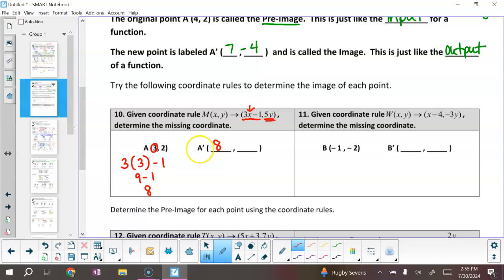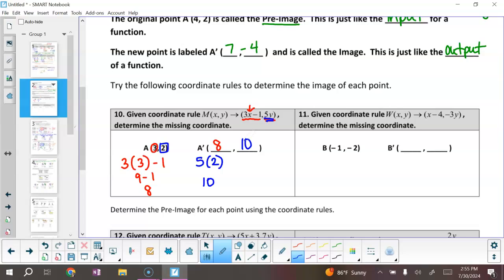And again, remember this notation? We talked about this before. That little marking means what? Prime. Okay, so A prime would be our new point, and that one's going to be at 8. Now for our y, our rule up here is this 5y, and we're going to use the 2. So we're going to take 5 times 2, which is 10. So that's going to be your new point there, 8, 10.